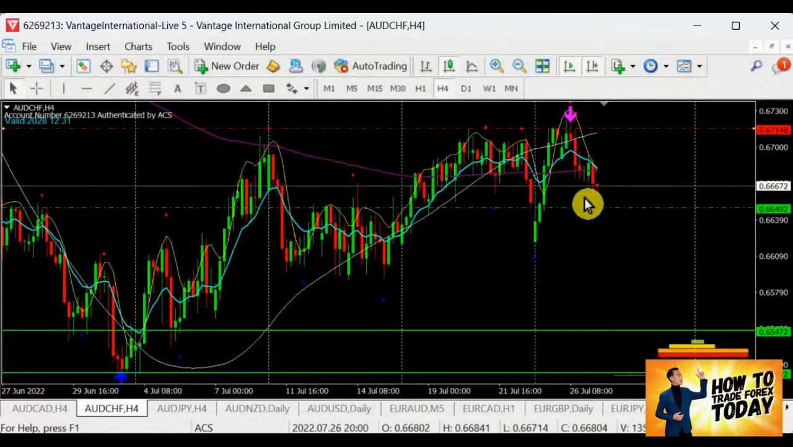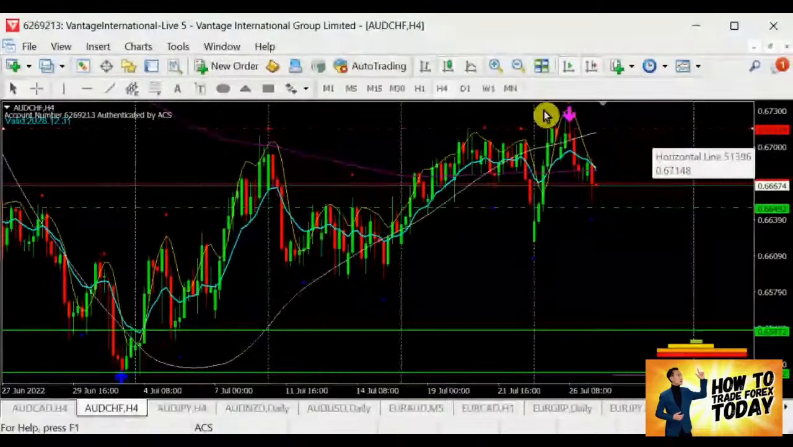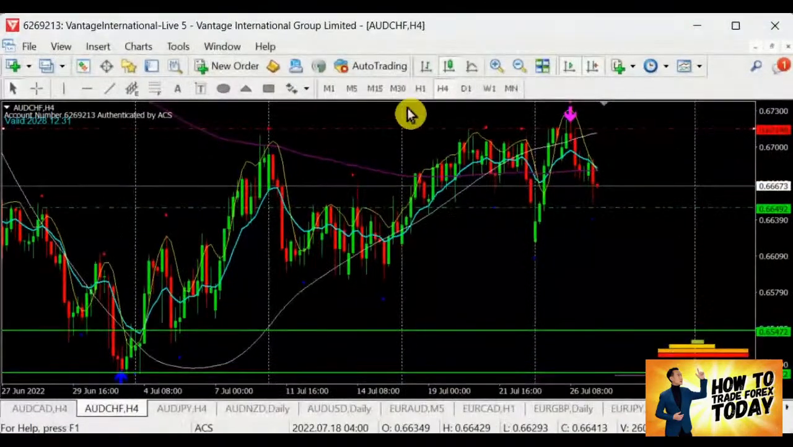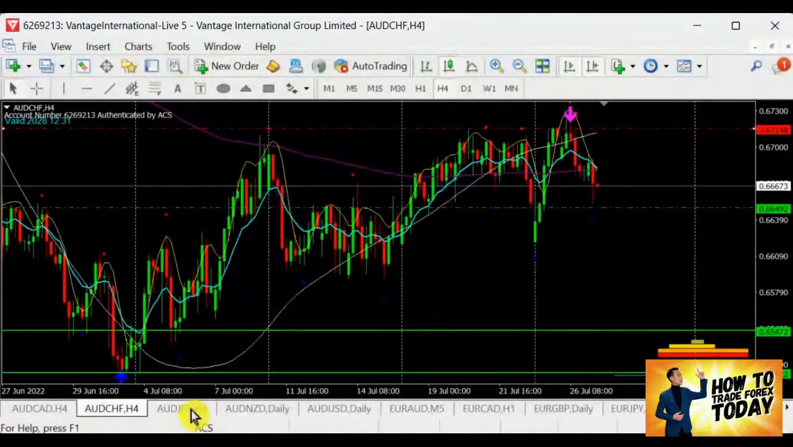As you can see, it is still at this point where you can have about 65 pips, still 65 pips. So at this point, Aussie franc is looking for buy, no selling.